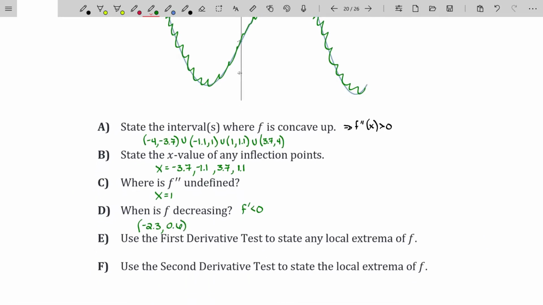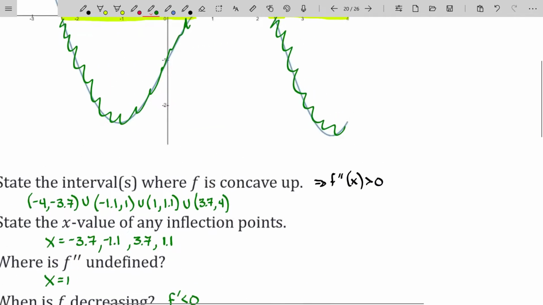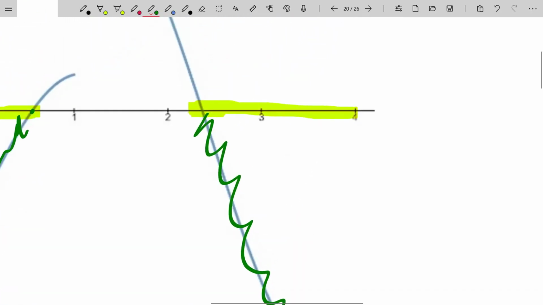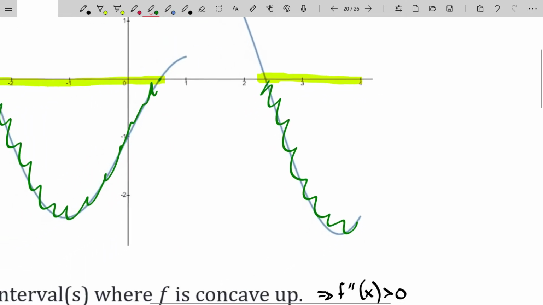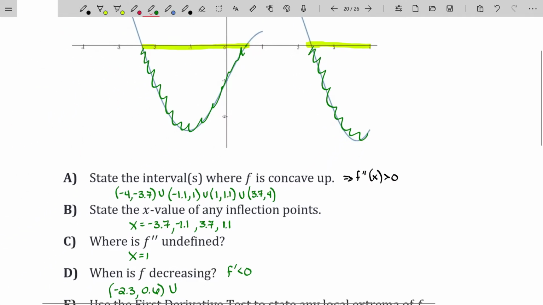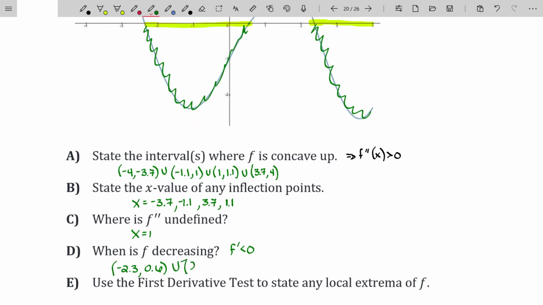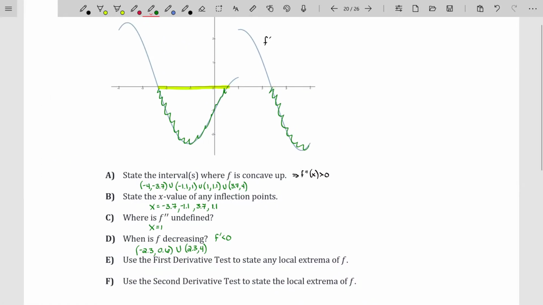0.6. And I'll glue to that the interval starting at 2.3 and going to 4. Union 2.3 to 4. That's supposed to not be a jagged edge there. All right, so not bad.